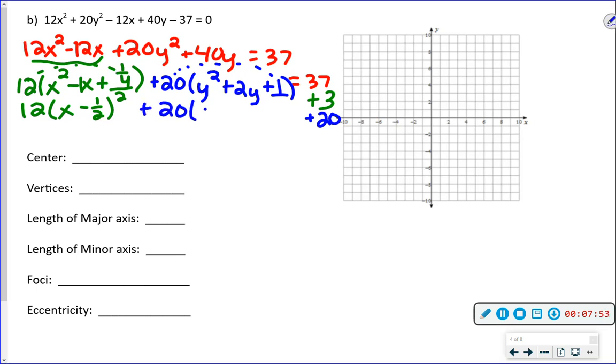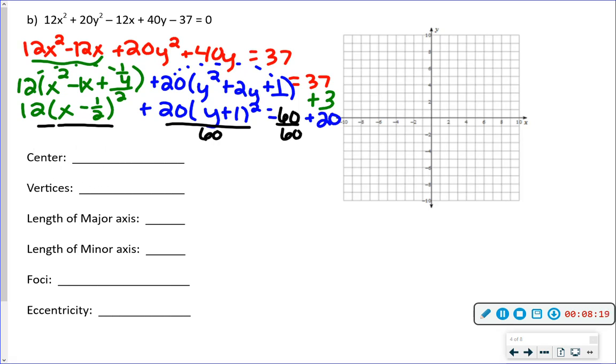All right, y plus 1 then. And let's add up our right-hand side. Let's see, 37 plus 3 puts you at 40. 40 plus 20, 60. And the last thing I have to do, to finally get this in standard form, is divide by the 60. Clearly, I'm running out of room. I'm going to put it over here on the side. 60, not 16. I said 60.